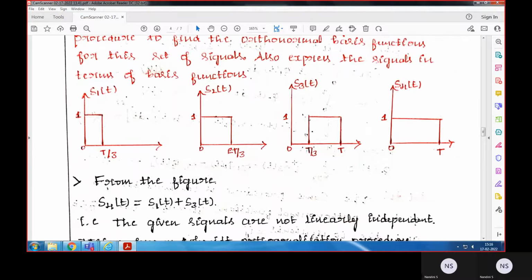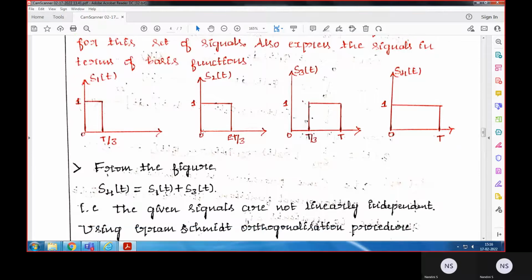So here, you can see these figures. The first signal varies from 0 to T by 3, and in this period the S1 of t energy signal value is 1. The second signal S2 of t extends from 0 to 2T by 3 duration, and in this duration S2 of t value is 1. Then the third signal S3 of t extends from T by 3 to T, and in this range its value is 1. And S4 of t ranges from 0 to T, and its value in this range is equal to 1.